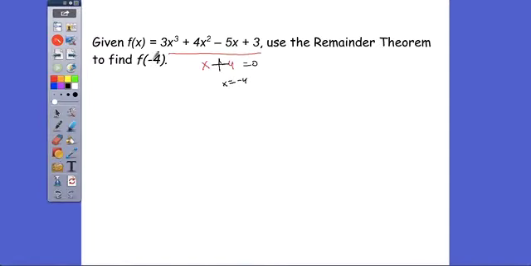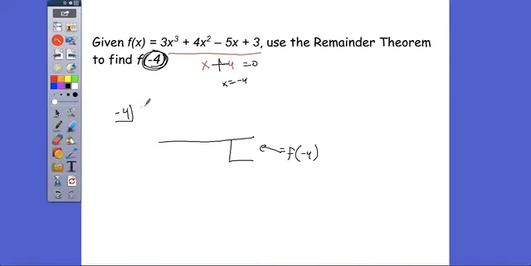So essentially, when you're using the remainder theorem, whatever you're evaluating, this is the number that goes in the box at the beginning. That's a quick way to remember it. So f of negative 4 goes in here. And we're looking for whatever our remainder ends up being, this number right here, which is going to be equal to f of negative 4.